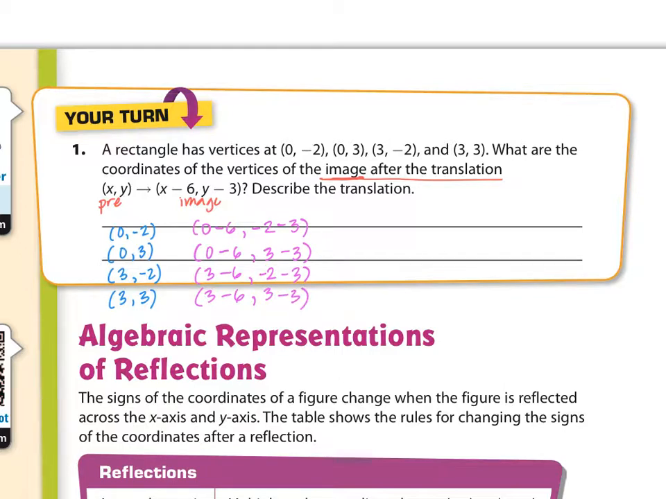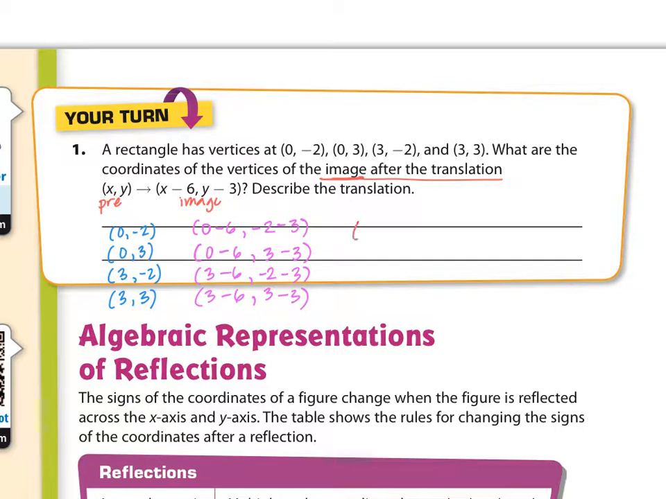So notice my x coordinates are 0, 0, 3, and 3, and they are all right here. I'm subtracting 6 from all of them. And then here are my y coordinates. You'll see them right after the comma. I'm subtracting 3 from all of those. So this is what I end up with when I subtract them.